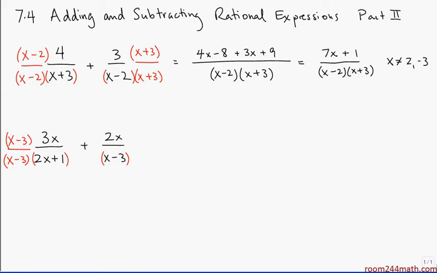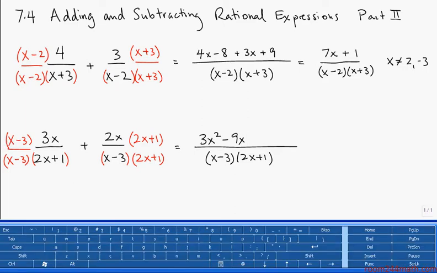And the second fraction, we're missing the 2x plus 1. And now we've created the common denominator. So we only really need to write that once. It's x minus 3, 2x plus 1. But we've got our work cut out for us in the numerator. We have x minus 3 times 3x. Well, that's 3x squared minus 9x.